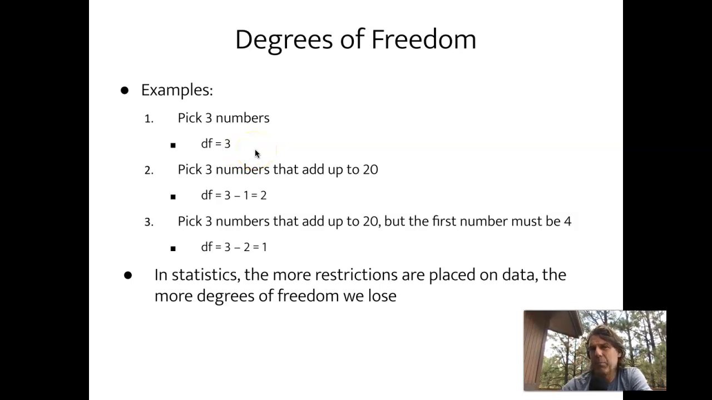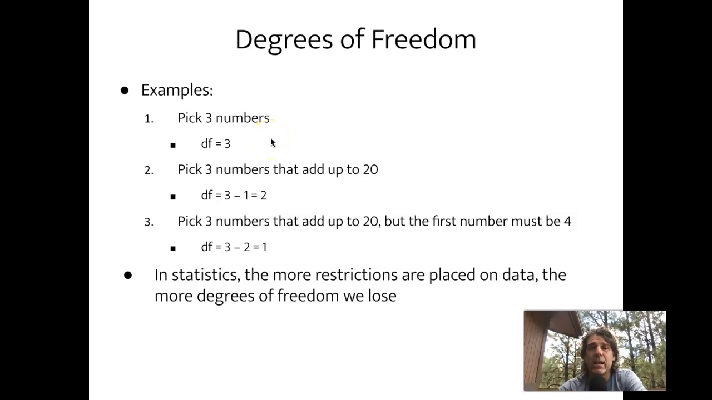But if I said pick 3 numbers that add up to 20, adding up to 20 is a restriction. It's 1 restriction on the data. So we should have n minus 1 degrees of freedom. So there's going to be 3 numbers, minus 1 restriction means we have 2 scores that are free to vary.